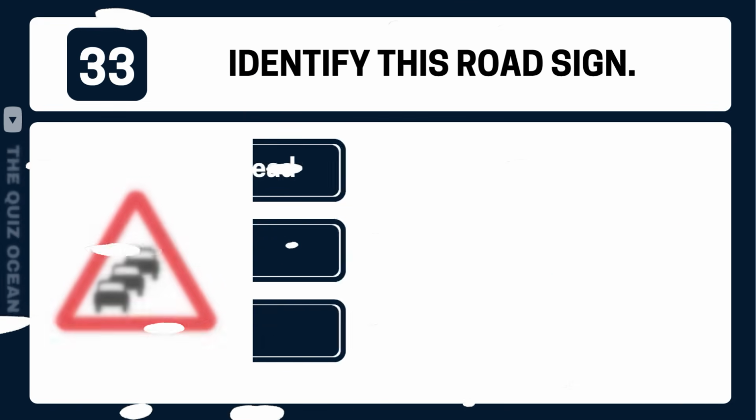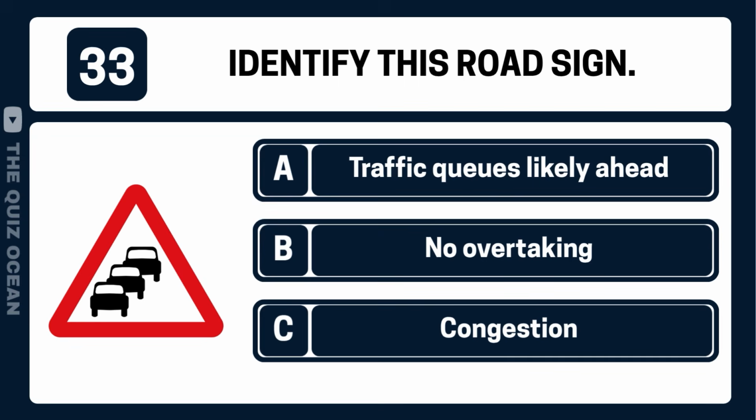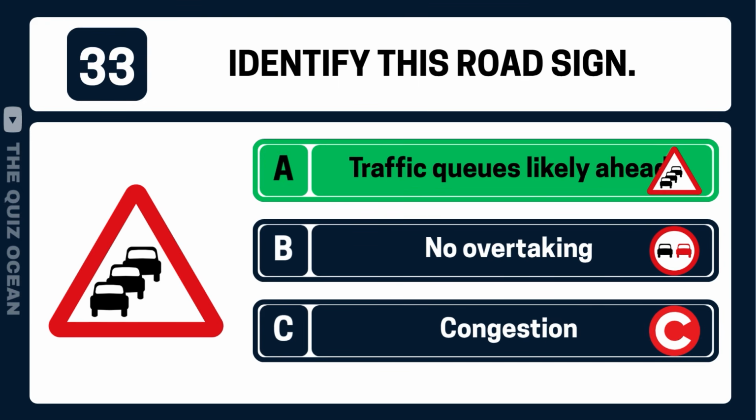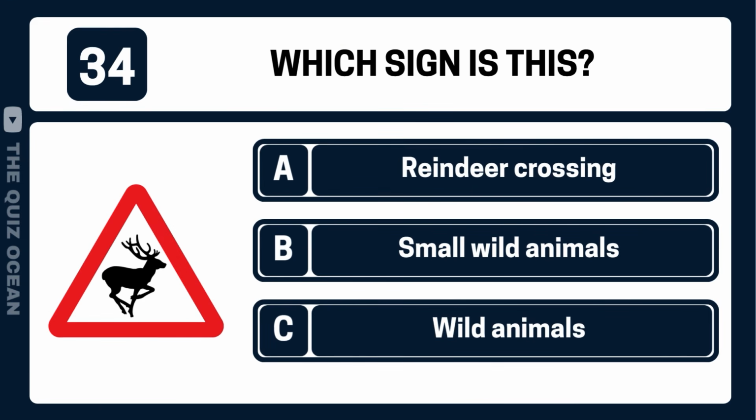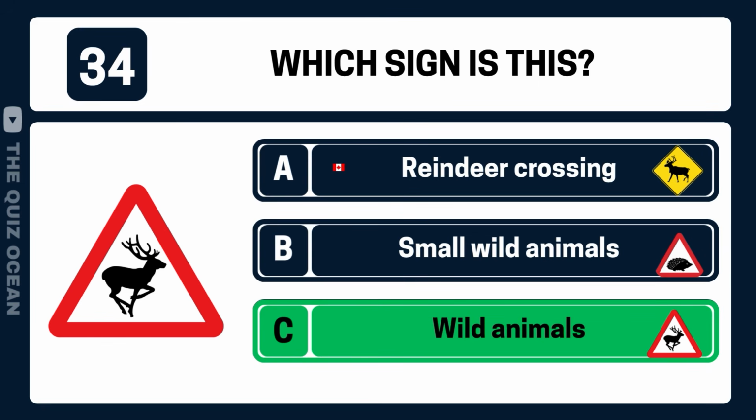Identify this road sign. This is the traffic queues likely ahead sign. Which sign is this? Good observation. This is the wild animals sign.